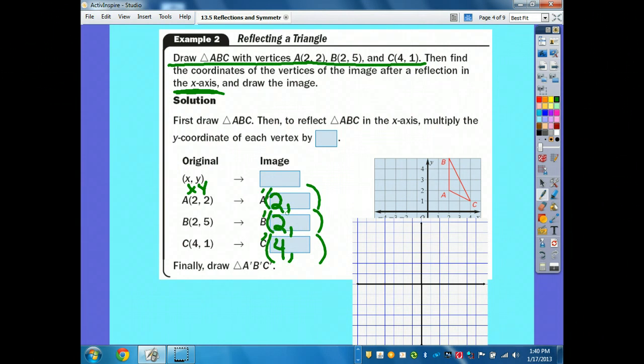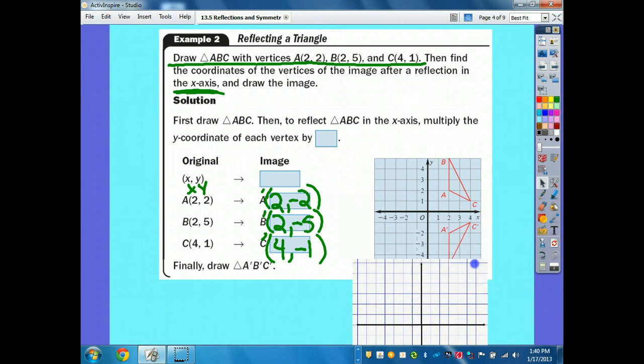So what are my new ordered pairs for the y's then? What do I get here for the A? -2. -2. -5. Excellent. And the last one? -1. Perfect. Now if you didn't have a graph, there's your ordered pairs to put on a quiz. And maybe some of you like to do that to start out with anyway, and then plot it.